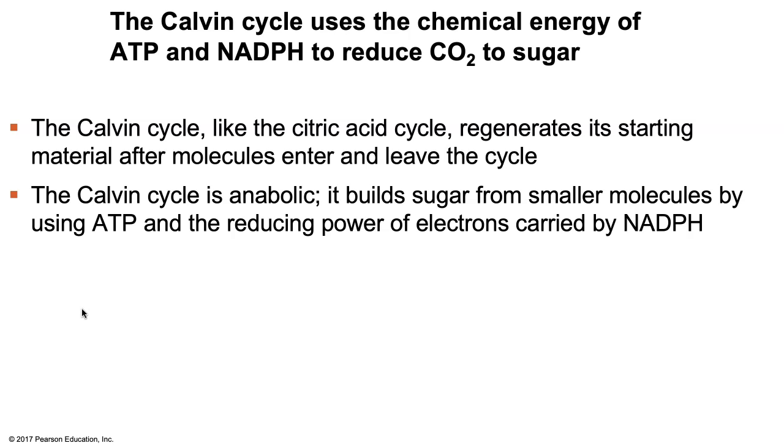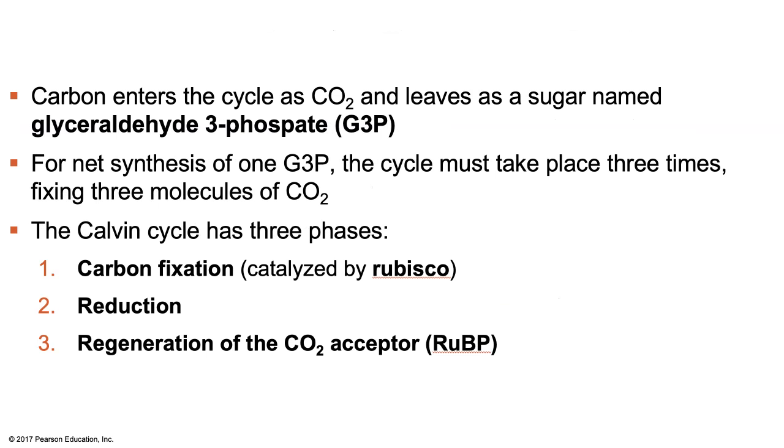We are using ATP and the reducing power of the electrons that are carried by our electron shuttle, which for photosynthesis is NADPH. We are going to go over 3 phases of the Calvin cycle. The first phase is the carbon fixation, and we're going to talk about an enzyme called Rubisco, which is an important one to note. Then we're going to go into the second phase, which is the reduction phase. And remember, reducing means gaining electrons. And then the third phase is the regenerating of the CO2 acceptor, RuBP.